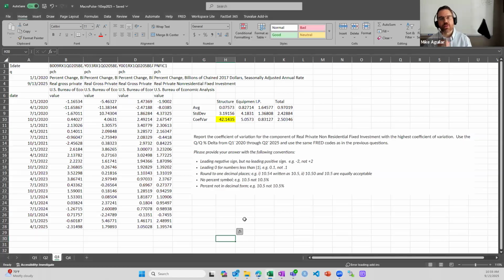All right, my friends, MacroPulse quiz, 16 September 2025, question number 3. Report the coefficient of variation for the component of real, private, non-residential fixed investment. That's the same concept that we've been playing with the other two questions that we had on this quiz so far, with the highest coefficient of variation.